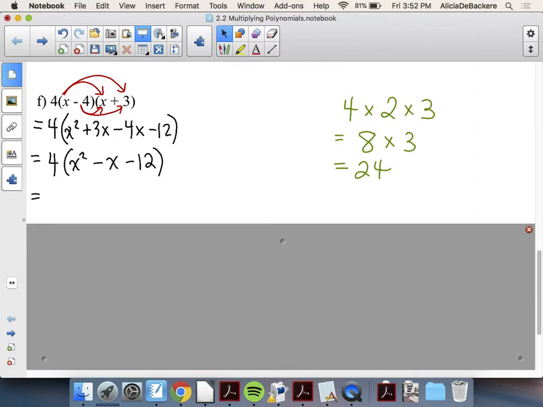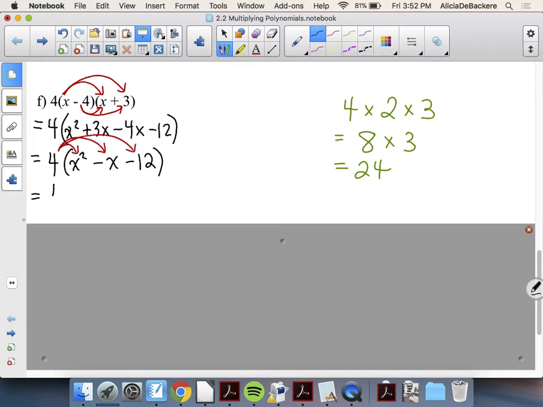And then I'm going to multiply the 4 into the bracket. So I'm going to multiply everything by 4. I get 4x squared, subtract 4x, and then subtract 48.